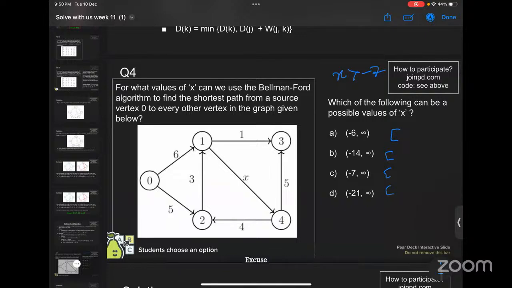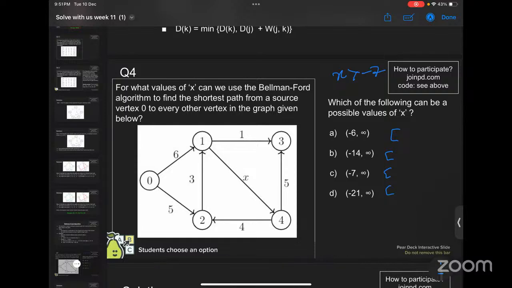Excuse me, ma'am. Was this slide uploaded? This is solved with the week 11 slide. You can find this in the supplementary content maybe.